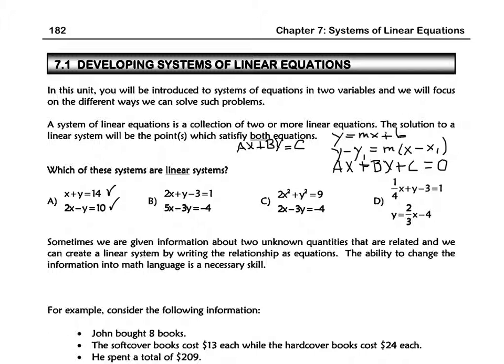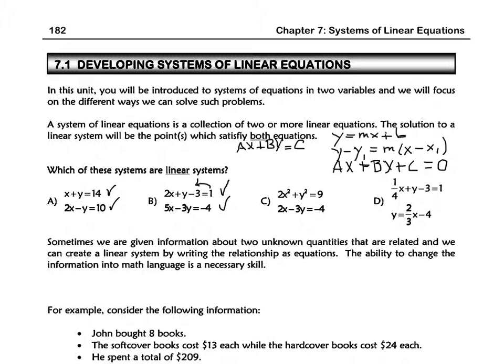B has a linear equation, the first one. It's not written in general or standard form, but it's kind of in between both of those. But if you move that one over and write it as 2x plus y minus 4 equals 0, you would get a general form of a linear equation. So that is a linear equation, and the second equation is in standard form, so that would be a linear system. Both the equations are linear equations.